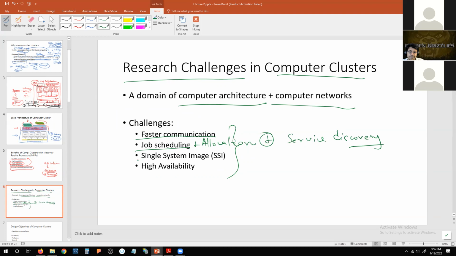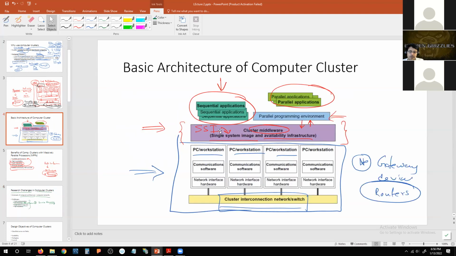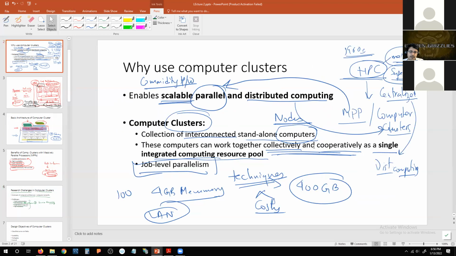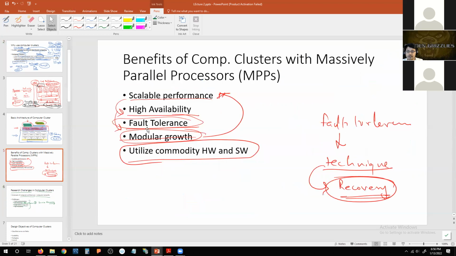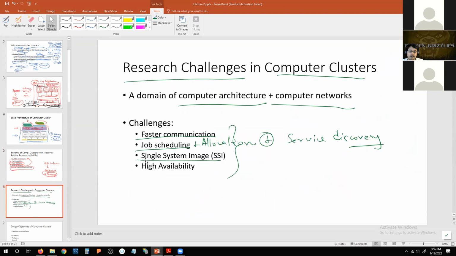How do you develop techniques for single system images? We learned the fact that this block here, which is a middleware, actually enables the collective and cooperative functionality of these computer clusters, of all these pooled resources, right? The users who are using these computer clusters should not have the impression that there is a bunch of computers underlying the architecture, right? They should not be aware of that. They should not get that feeling, all right? So that is a research issue: how do you develop very efficient and effective single system images? And then finally, how do you ensure high availability? High availability is an issue that relates back to fault tolerance as well. That is, how do you develop good fault tolerance with respect to your particular system architecture?